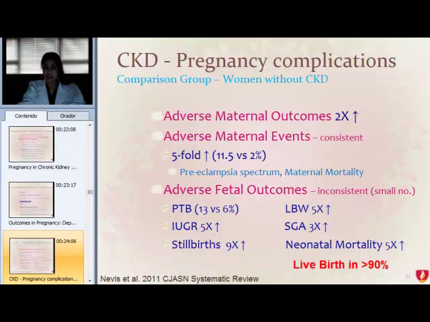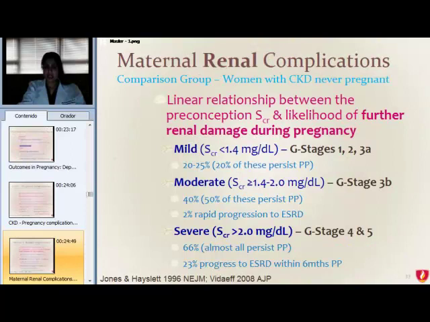A recent systematic review published in the Clinical Journal of the American Society of Nephrology reviewed 13 studies, and they found that in women with chronic kidney disease, compared to women without chronic kidney disease, there is a significant increase in adverse maternal outcomes. Most of these maternal outcomes are in the preeclampsia spectrum, which are fivefold increased. Maternal mortality is four times increased. A number of adverse fetal outcomes were increased in patients with chronic disease, but despite that, the live birth rate in these patients is over 90%.